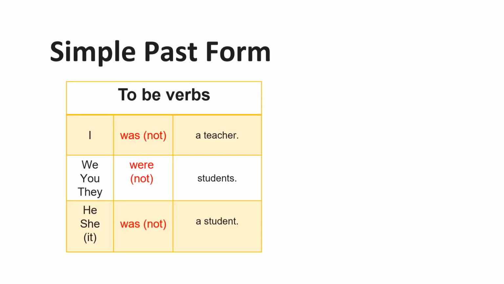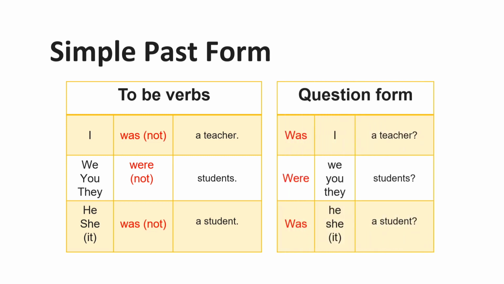So we can also have to be verbs in simple past tense, the past form of to be verbs. Now the form for to be verbs, I was or I wasn't instead of am. We were or we weren't. You were, they were students. So were instead of are, and he was or she was or it was a student. Again, was instead of is. The question form, simple. Just change the position of the to be verb and the subject. Was I a teacher? Were you students?